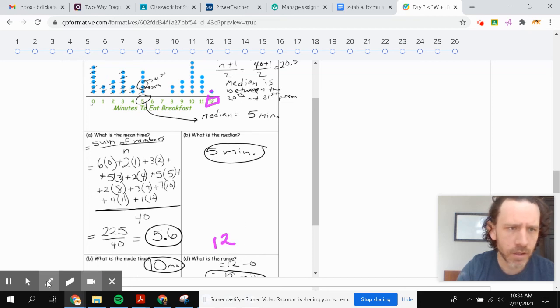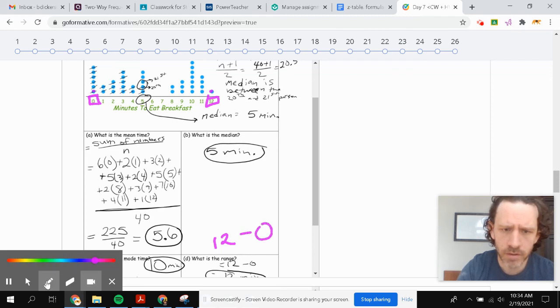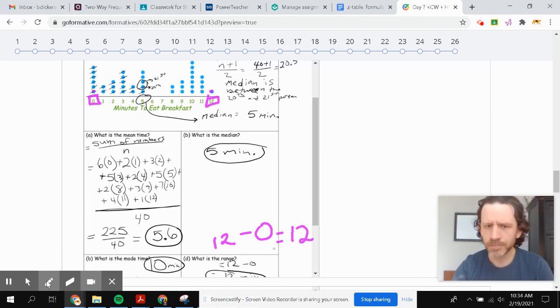All right, and then I can go to the left side to look for the smallest number. The first dots I have on the left side are 0, right? So that's the smallest number. So I do 12 minus 0, and you get your answer of 12 for range every time. Okay?